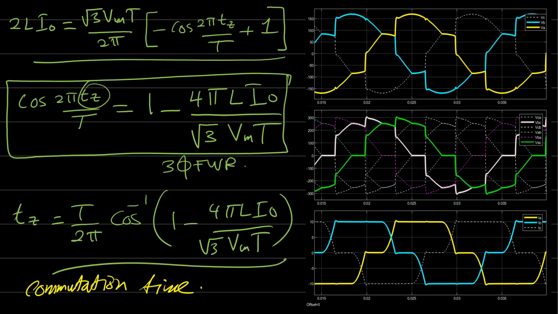Now let's try to find this portion here, and deduct it from the whole average voltage, or the whole output voltage, in order to find the average voltage for the three-phase full wave rectifier with line impedance.